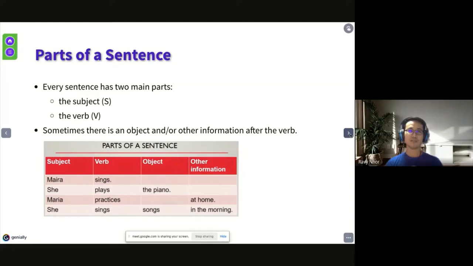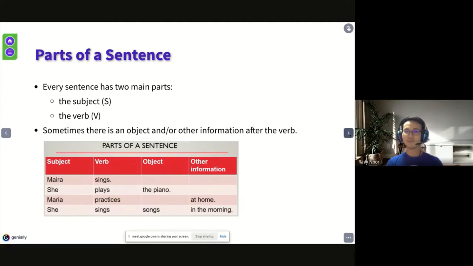This is another one. And the last sentence combines all four common parts of a sentence together: she sings songs in the morning. She is the subject, sings is the verb, songs is the object, and in the morning is the other information. So you can see these are the parts of a sentence.